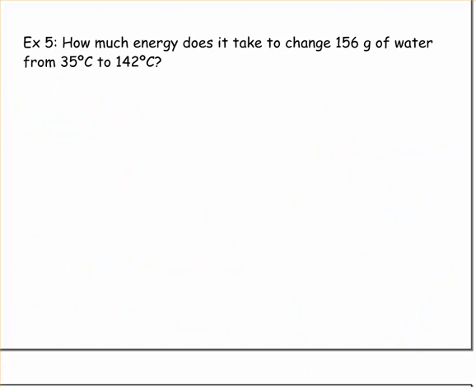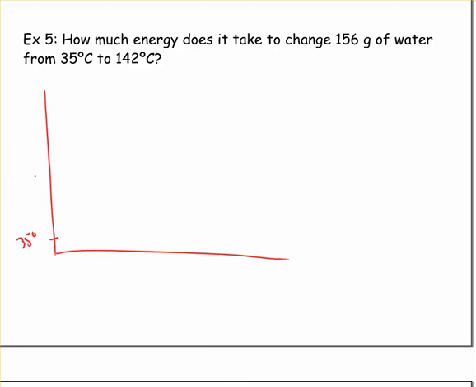Here's one more example problem. How much energy does it take to change 156 grams of water from 35 Celsius to 142 Celsius? I'll set up the heating curve for you. We're starting off at 35 degrees Celsius, warming up to 100, at which point water begins to boil, and then warming up to 142 degrees.